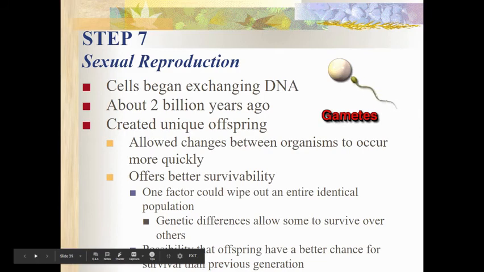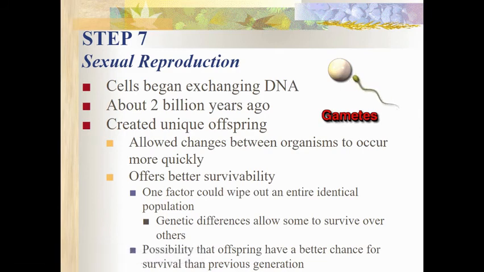Step 7, sexual reproduction. This is when cells began exchanging their DNA about 2 billion years ago. This was important because it allowed the creation of unique offspring. Before this, when we just had asexual reproduction, all offspring were identical to each other and identical to the parent cell. Sexual reproduction allowed the combination of DNA from two different sources to create unique offspring. And this allowed changes between organisms to occur more quickly because offspring were no longer identical. They had their own unique characteristics.